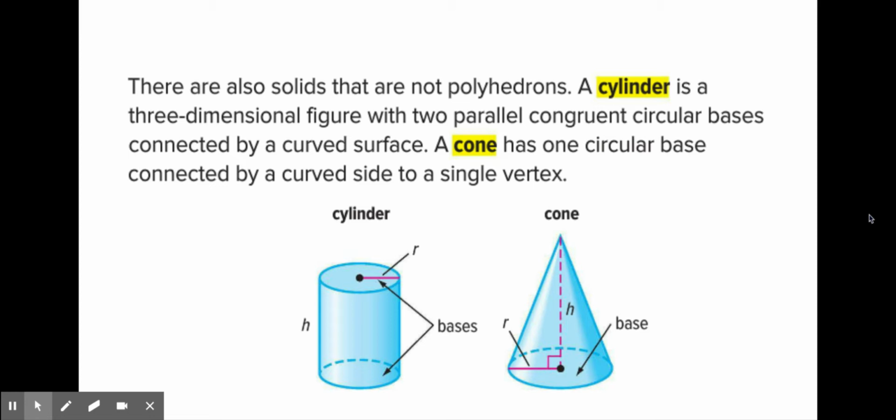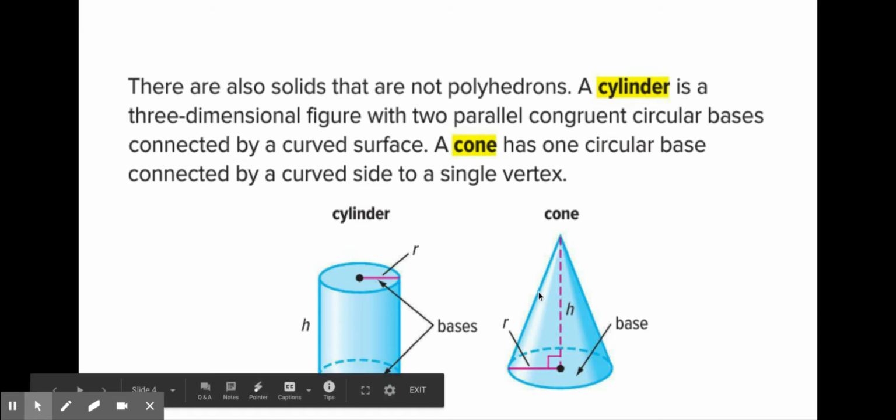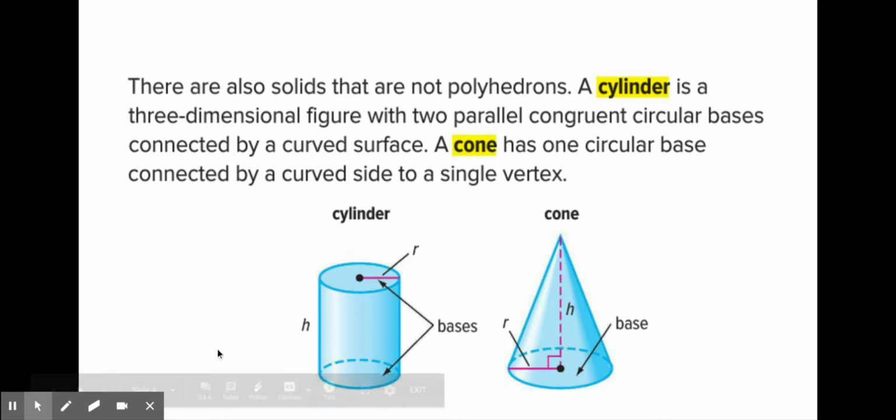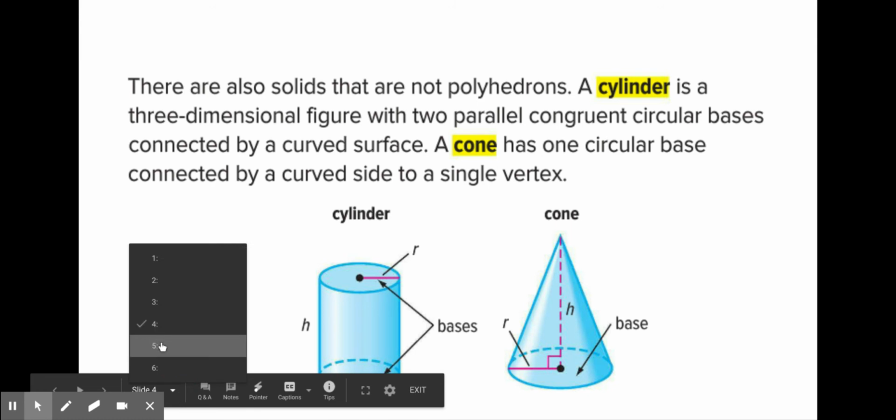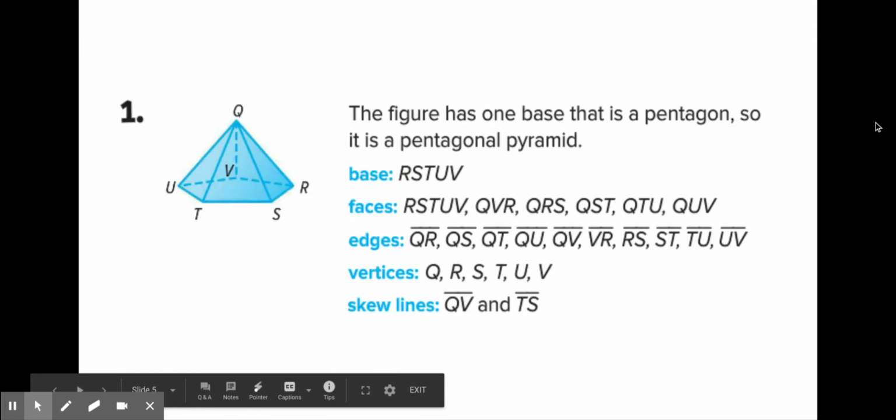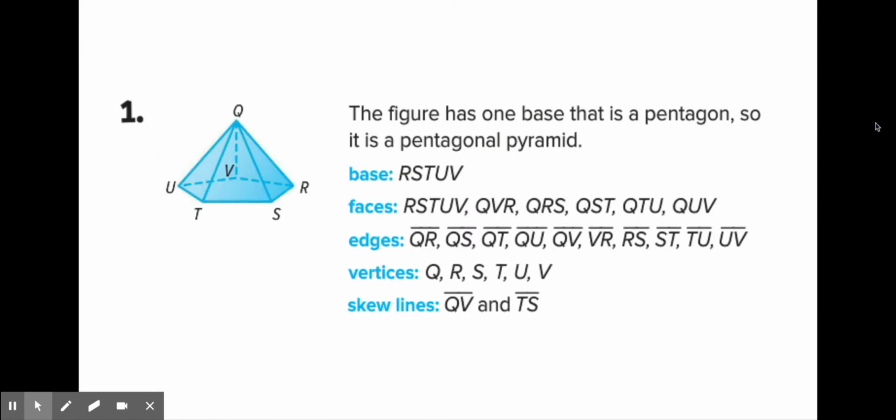So I just want you to know the difference. Also know what a cylinder and a cone is. Sometimes, like in our previous assignment, you may have a cone with the top part sawed off. All right, let's go to our next slide here. I'll highlight a couple example problems for you.